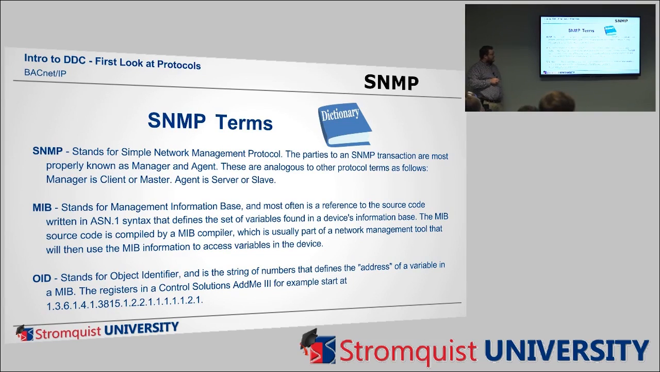And OID is how SNMP devices are addressed. And it's a really long addressing scheme, because it is on the internet and there are so many devices, they have these very long addresses.